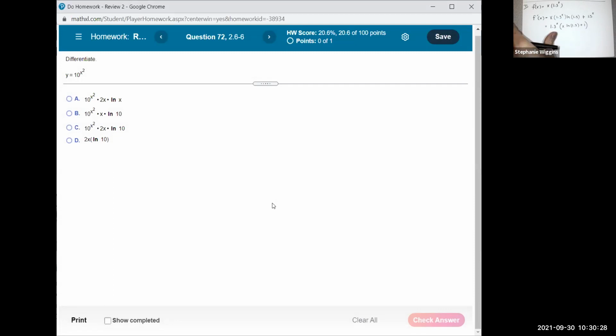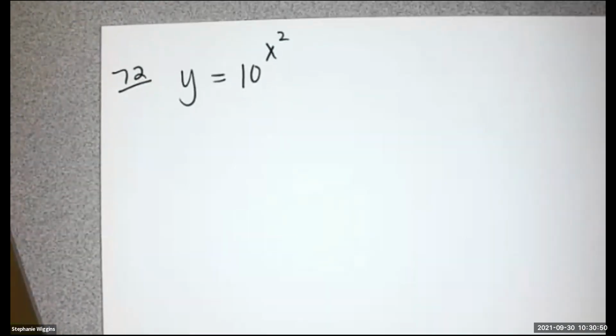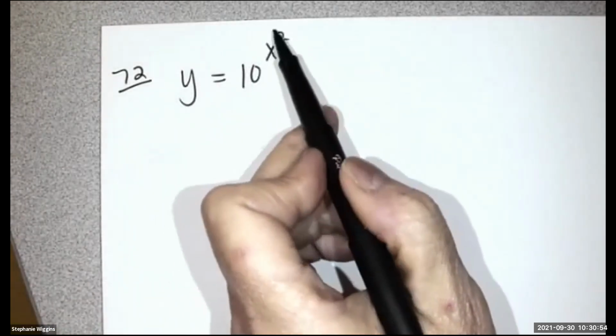It looks like it's right here, D. Okay, let's go through this one. This is an exponential. You copy what you see. So we have y equals 10 to the x squared. Number 72. I like these problems because they're real simple. Let's take a look at this. First you recognize, oh, this is an exponential function because the exponent is a variable.